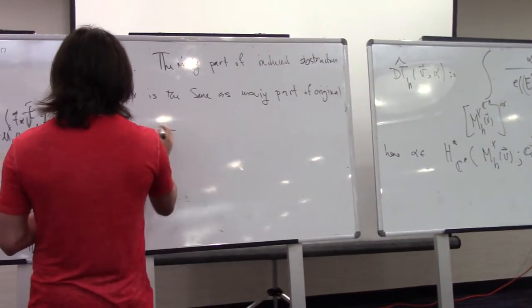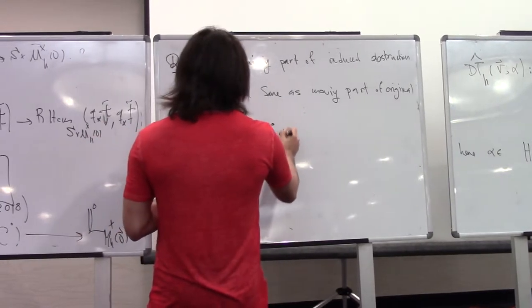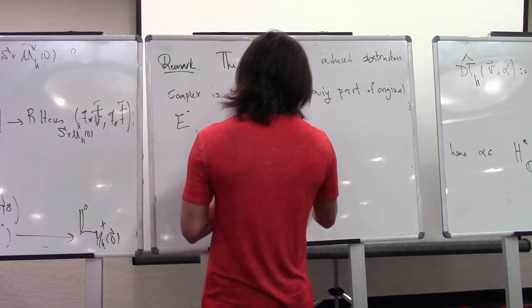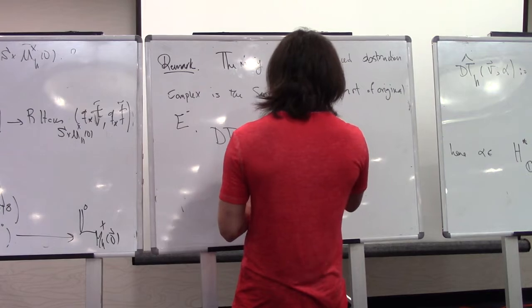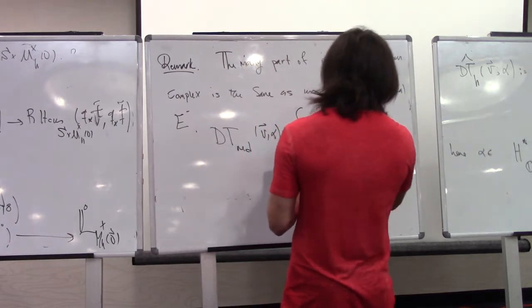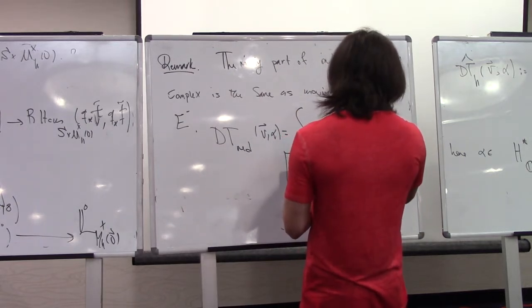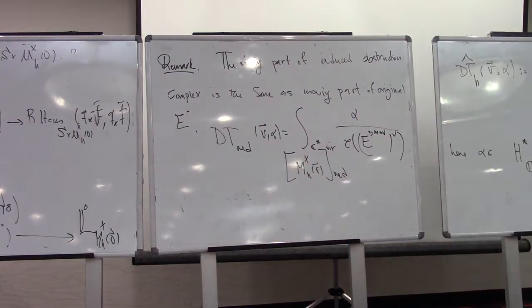So then we can define the DT reduced the following way: the integral over the reduced virtual cycle of alpha divided by the Euler class of the virtual normal bundle. This is the notion of DT reduced.